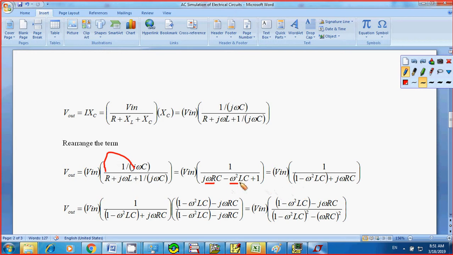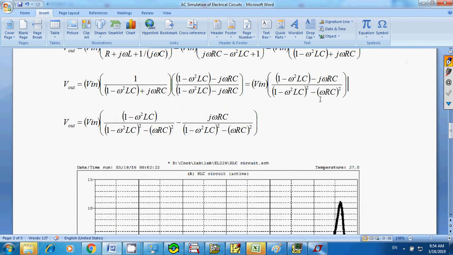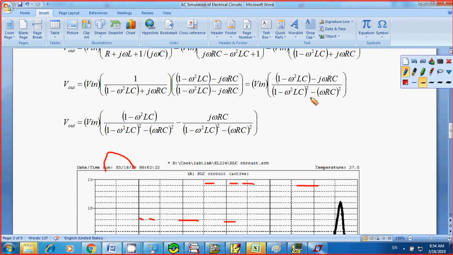So put the real terms together, so you have 1 minus omega squared LC, right? And this is the imaginary part, so this becomes j omega RC. And then you also rearrange the term again, so you multiply this one, just simply change this to the opposite sign. So I have 1 minus omega squared LC minus j omega RC, right? And this is the same thing. So you have 1 minus omega squared LC minus j omega RC, divided by this term squared plus this term squared. Okay, that's simple math. And you can rearrange the terms. You have the real part and imaginary part for V out. So this is the real part, and this is your imaginary part.